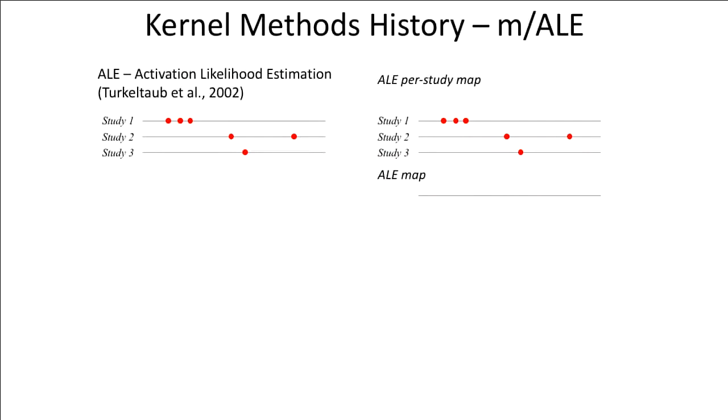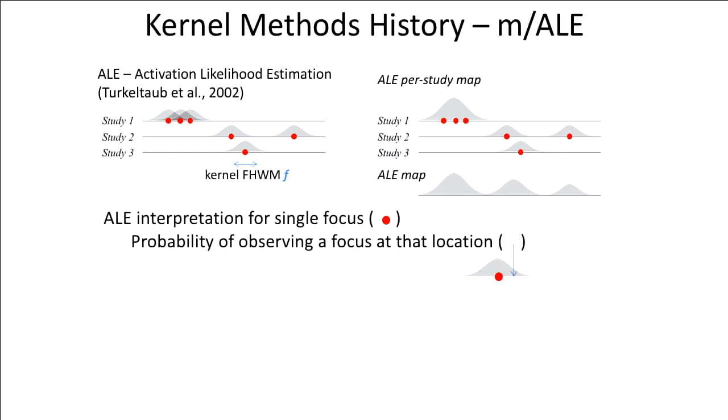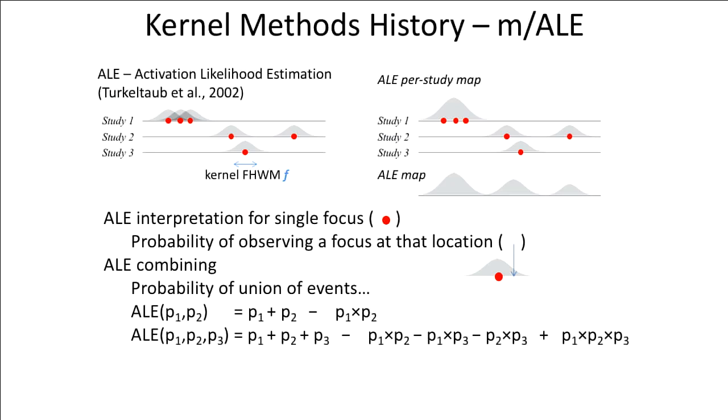The modified ALE method works like this. For each study, we place a Gaussian kernel at the location of each focus. Combining those together gives us an ALE per-study map, and then these are combined to create an ALE map. The interpretation here is that at any one location, this is the probability of observing a focus at that location. These maps are combined with a probability combining rule, assuming independence of events.